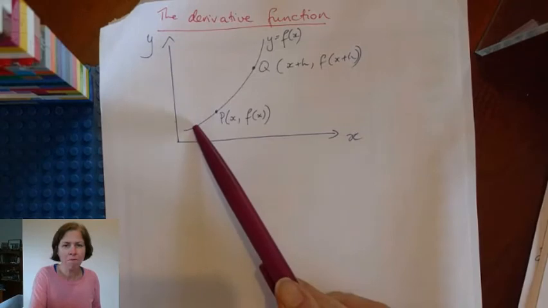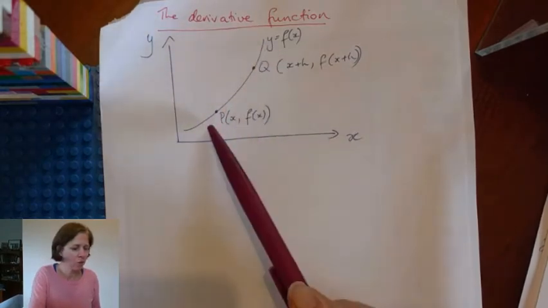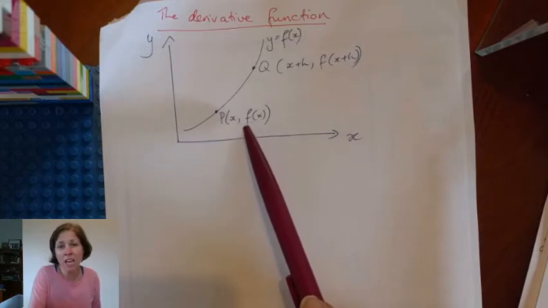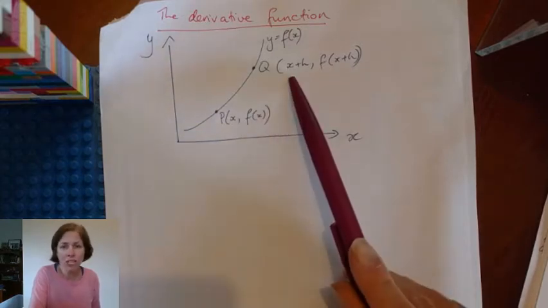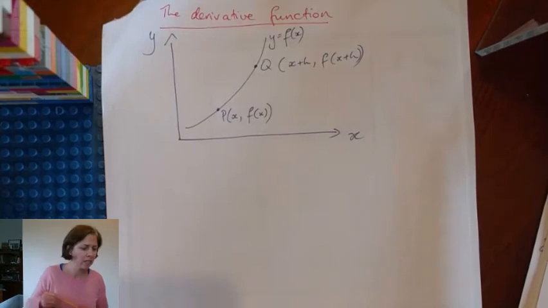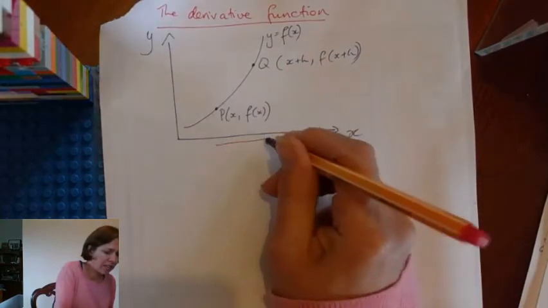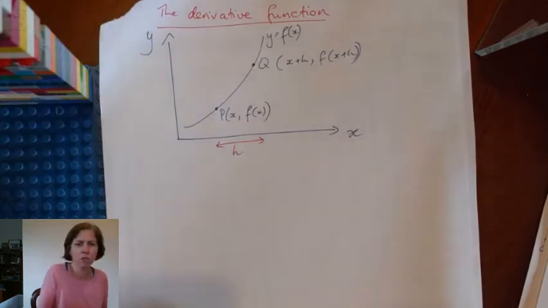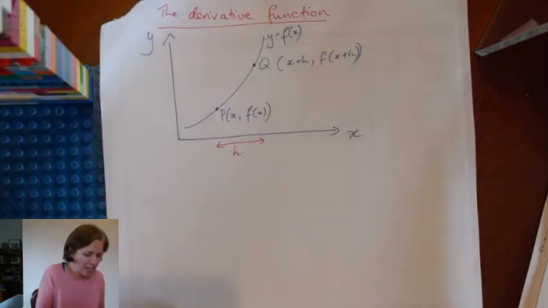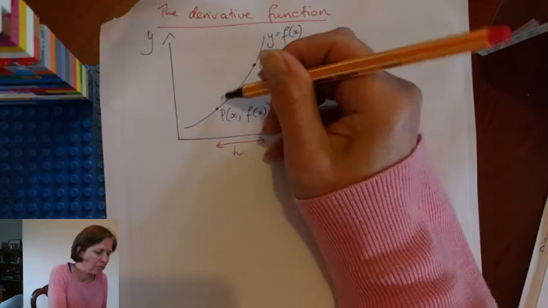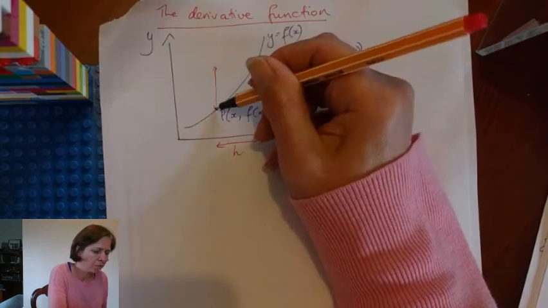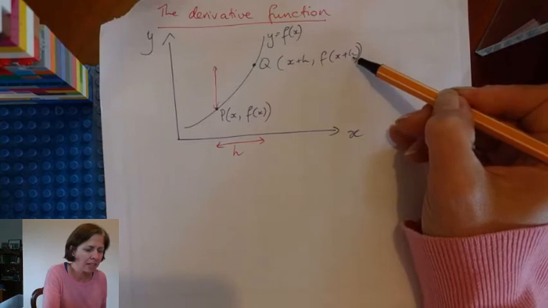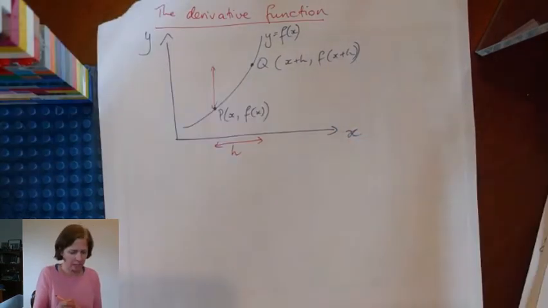I've got some function f of x, and I've got a point P, which has an x value of x, and therefore a y value of f of x. And then some point Q, which is h to the right of P. If I look at that horizontal distance between P and Q, it's h. And if I look at the vertical distance between P and Q, then that is going to be found by subtracting the y values, f of x plus h minus f of x.